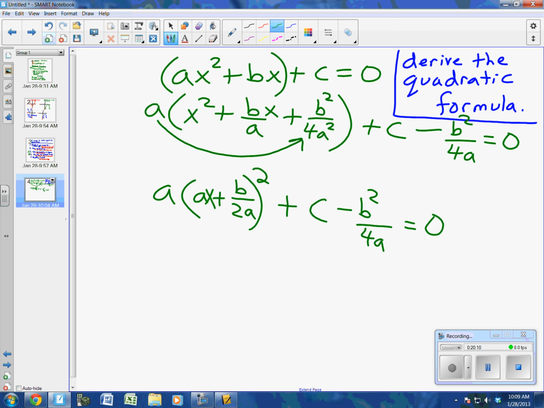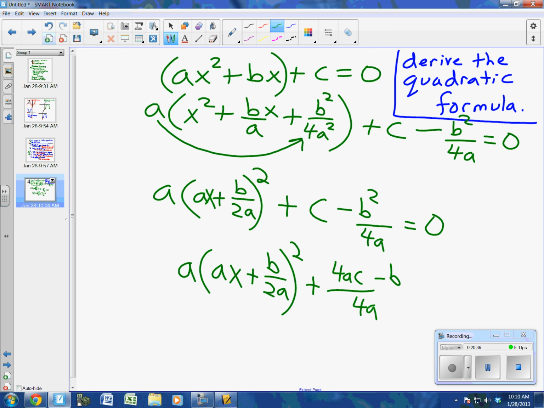Now we have to get a common denominator here. If I'm going to add c to b squared over 4a, I've got to have 4a as my common denominator. So I've got to times the top and bottom of that by 4a. So if I times c by 4a, I am going to get 4ac all over 4a minus b squared equals 0.